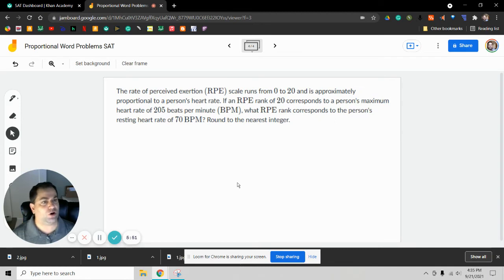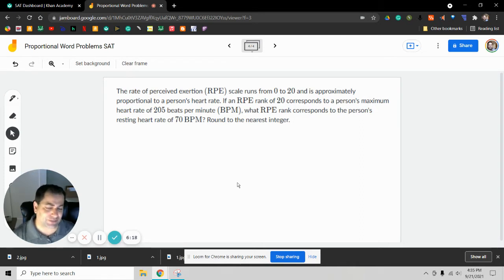Okay, question number 4. The rate of perceived exertion, RPE, scale runs from 0 to 20 and is approximately proportional to a person's heart rate. If the RPE rank of 20 corresponds to a person's maximum heart rate of 205 beats per minute, what RPE rank corresponds with the person's resting heart rate of 70 BPM? Round to the nearest integer.